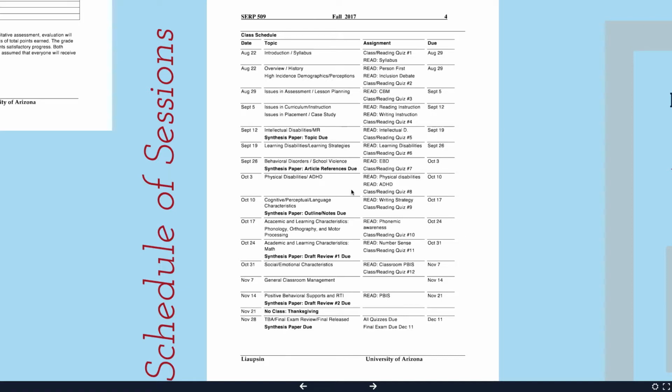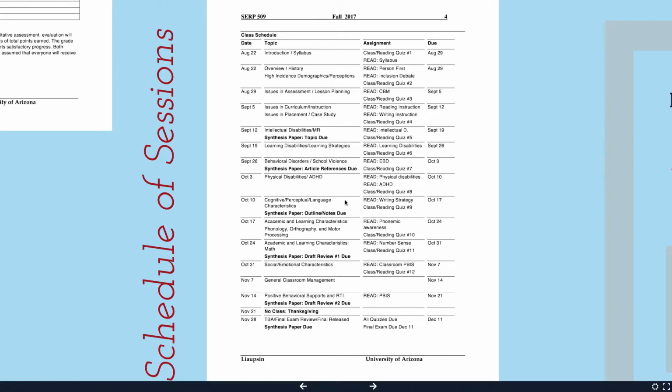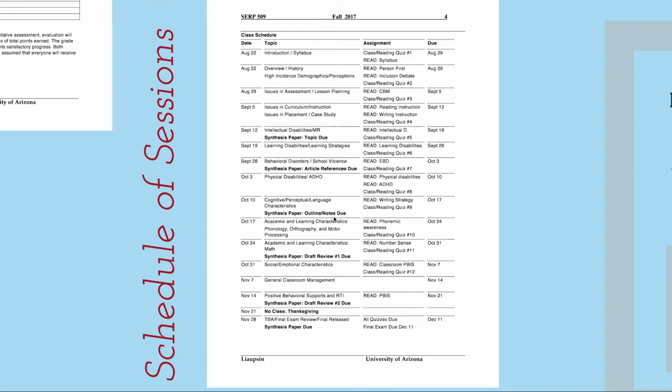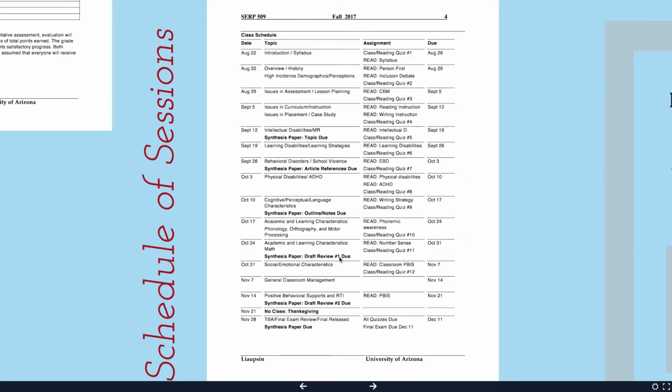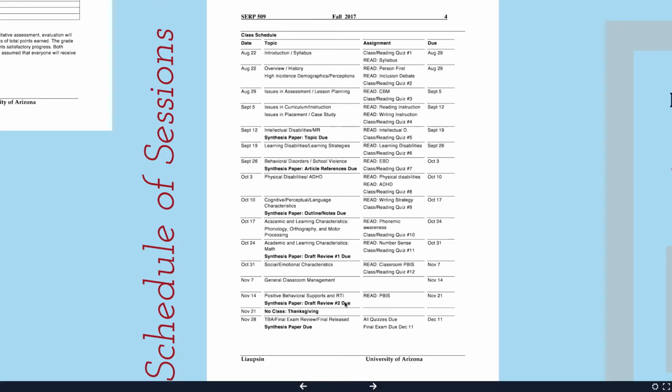And for the synthesis paper, I'll be asking you along the way to give me a topic, to show me the articles that you're going to synthesize, to give me an outline, to give me a draft, and I expect what we'll probably do is I'll ask you to have your peers read your draft and give you feedback. One more peer review of your draft, and then the final paper is due at the end of the semester.